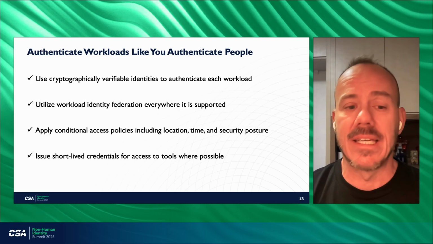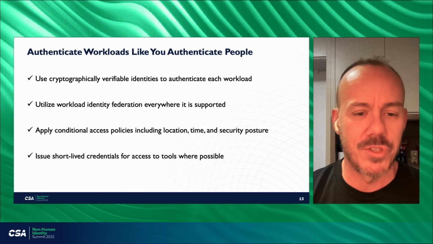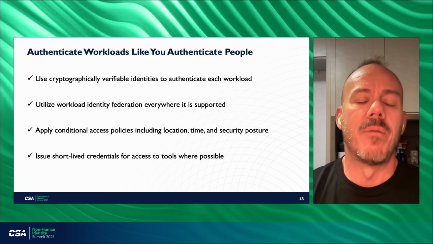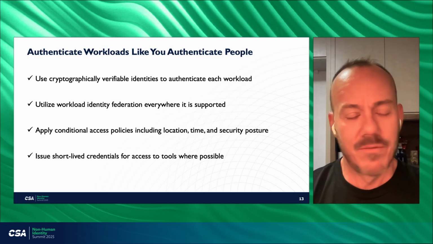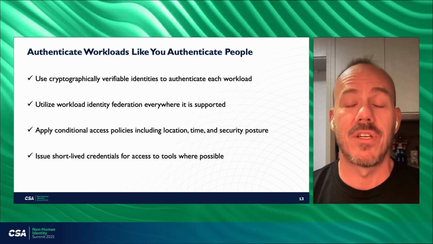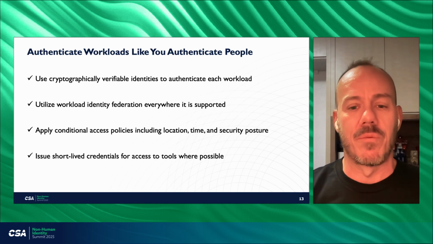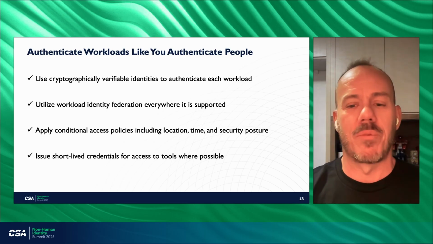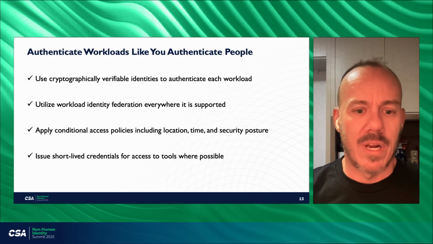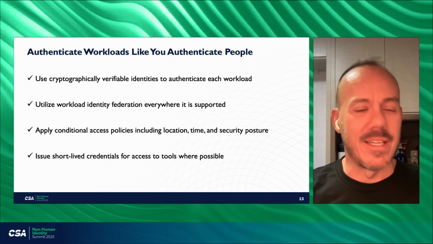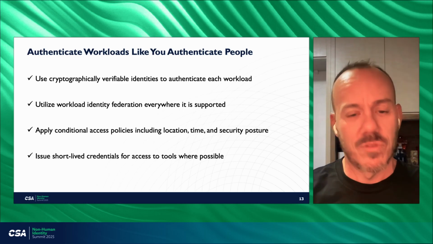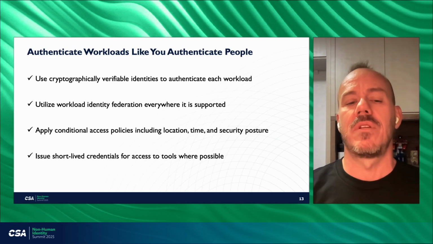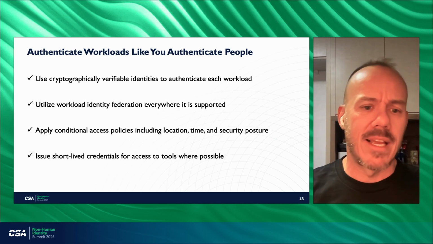And then lastly, you should strive to issue short-lived credentials for access to tools wherever possible. It's not possible in all cases. For example, in the diagram that I showed, where the AI agent actually wants to connect to the Anthropic API, to use, for example, Claude, they only support API keys, which are long-lived, sort of static credentials. So there are certainly some cases where you can't apply short-lived credentials, but in many other cases you can.